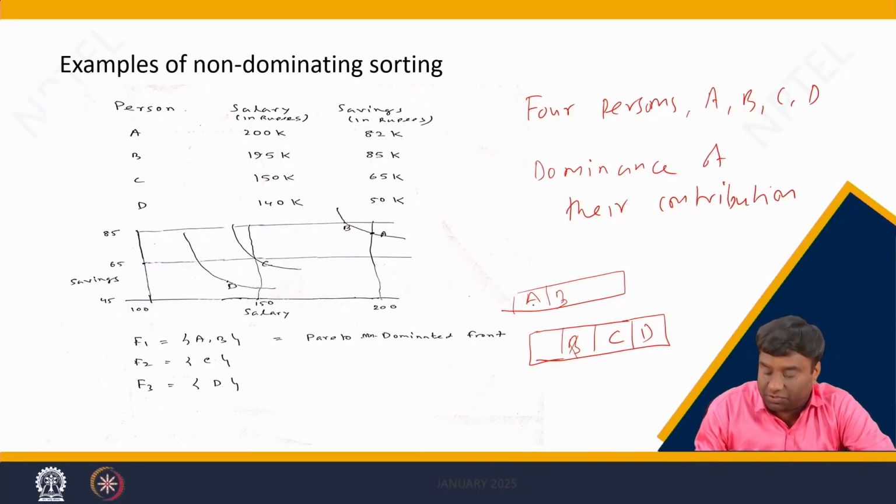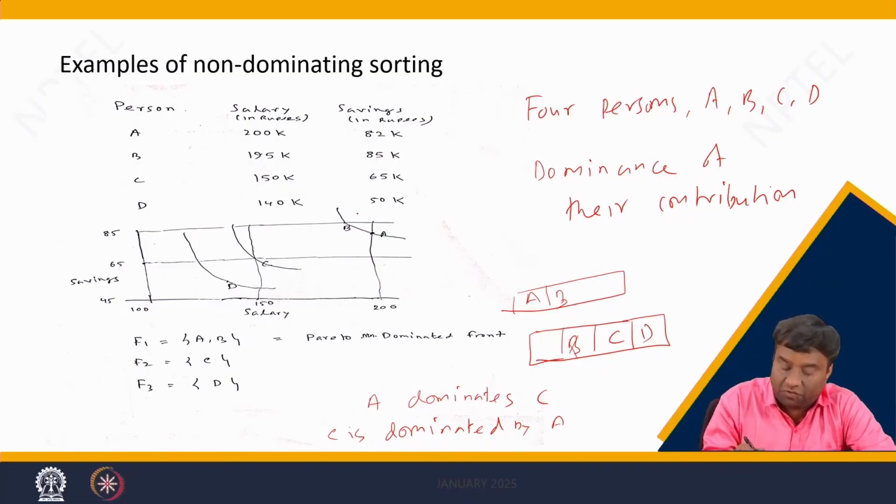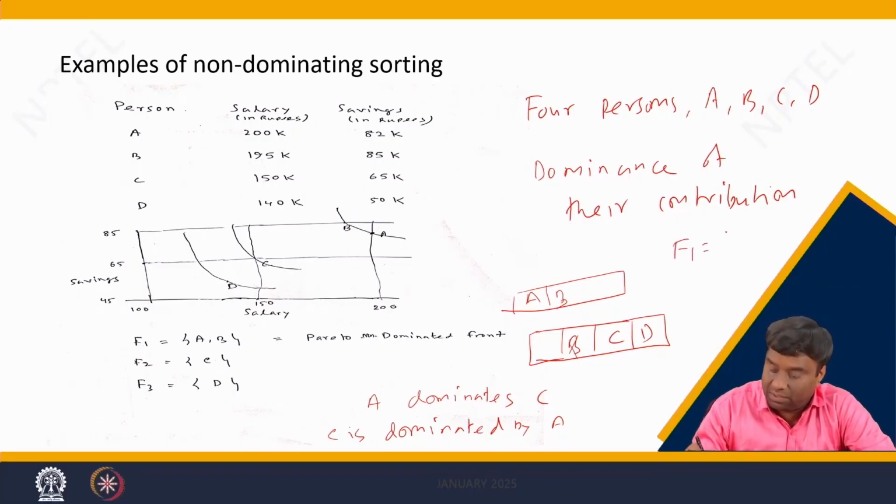Now compare the contribution of A with C. The salary is maximum and the saving is also maximum, so we can say that A dominates C, or C is dominated by A. Similarly, C is also dominated by B, and A and B also dominate D. So in the first non-dominant front, F1, you will get A and B. Now compare C and D. C is dominating over D. So in front 2 you will get C, and the last, D, you will get in front 3.